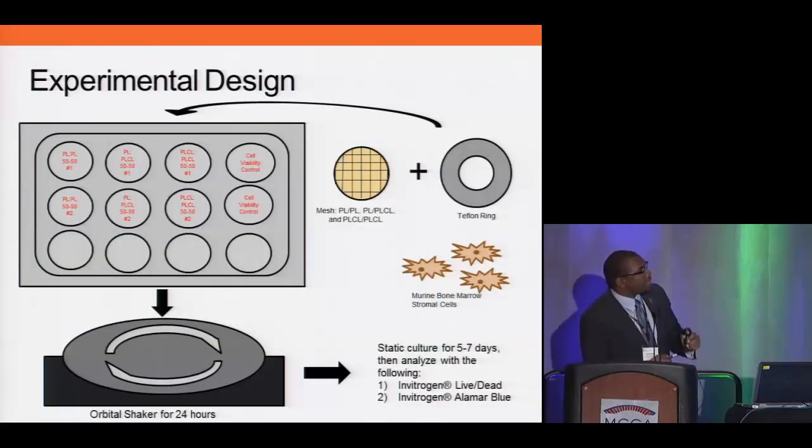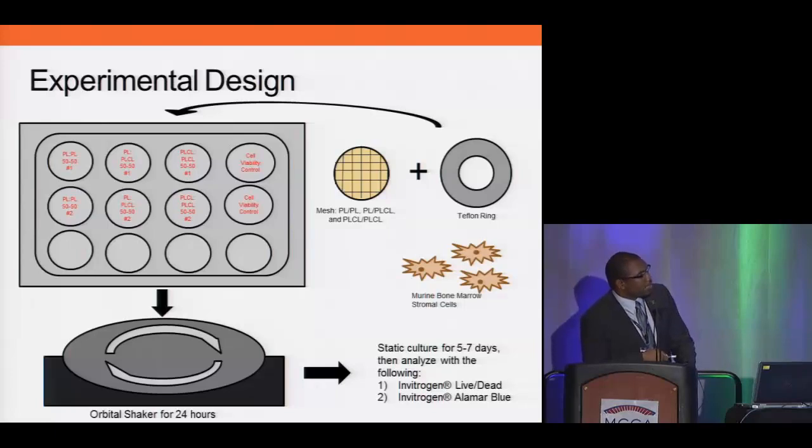For the cell portion of the study, after the meshes were created, they were seated into a 12-well non-treated polystyrene plate. I'd like to draw your attention to these two control wells here. These were just wells to check the cell viability, so they weren't included in the analysis of the qualitative data that I'll talk about later. The meshes were placed into these wells and then covered with a Teflon ring, which was used to make sure the mesh didn't float while it was in culture.